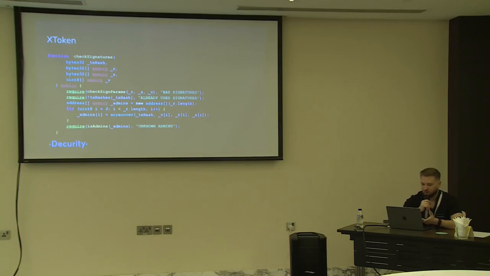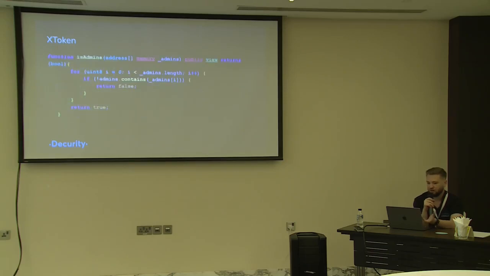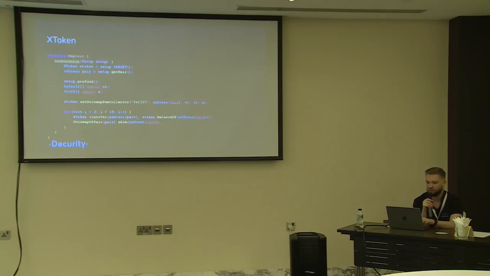And after that, we see another require, isAdmins, whose argument contains another array which contains the recovered addresses from the signatures. Of course, if we do not have any signatures, the admins array will also be empty. And this code will always return true if the size of the array is 0. So this is how the exploit looks for this task.